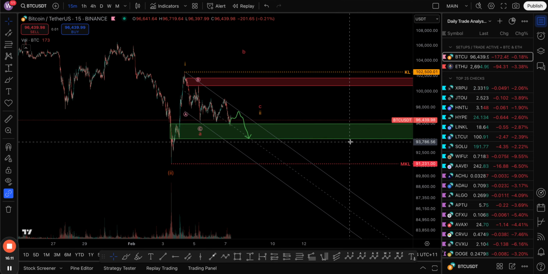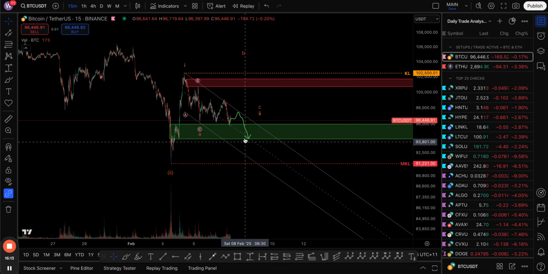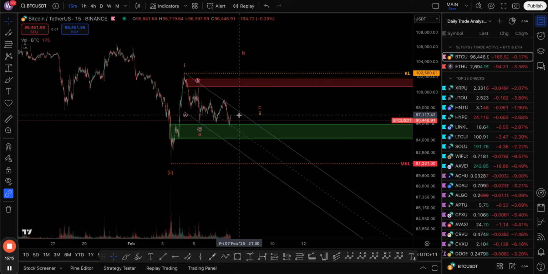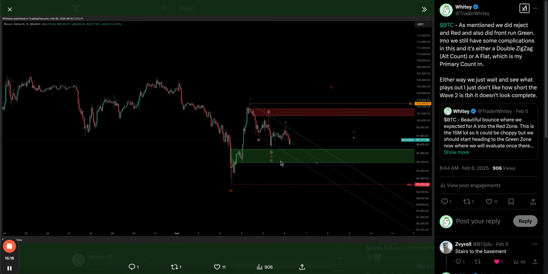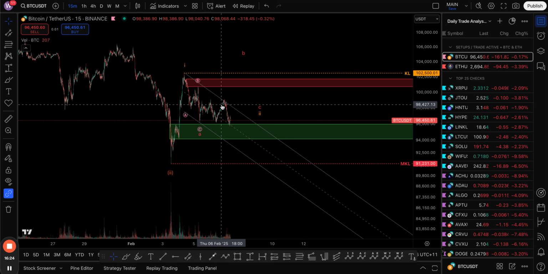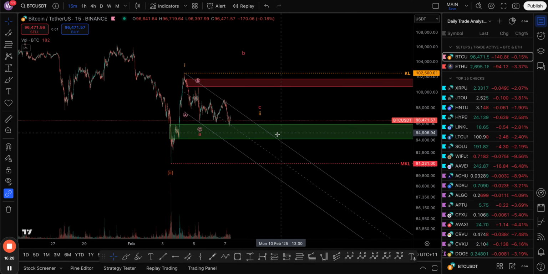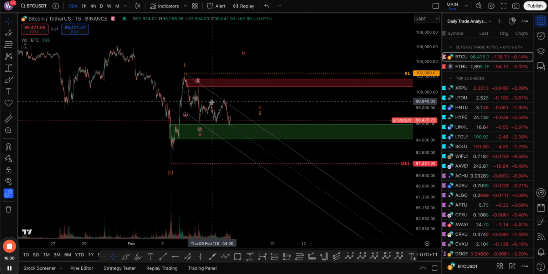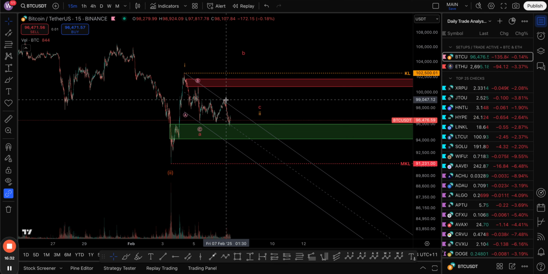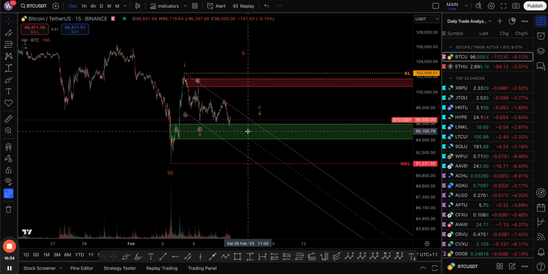But yeah, essentially, I do think we've got something like this. Now, there is a chance that we end up making a flat, like I did show here. So you've got your alt count, W, wave X, and then wave A down here. Sorry, wave X would have actually been there. I actually thought wave X could have been there, and then an A, B, C, but that's wave X now because we made a flat, and then an A, B, C coming down here.